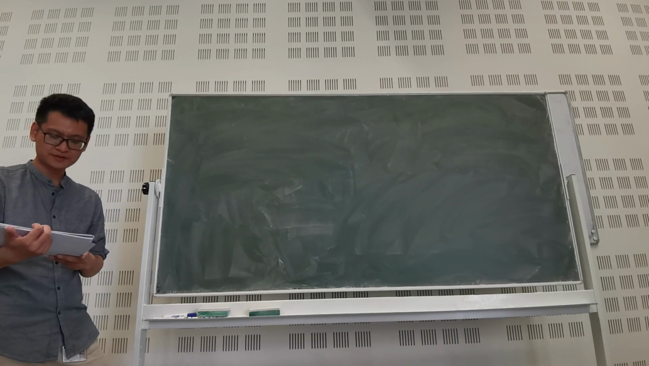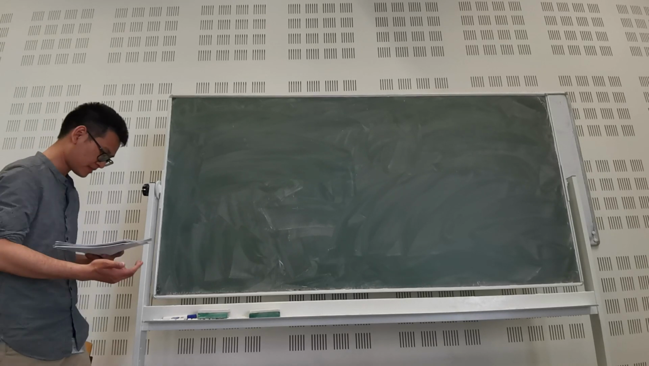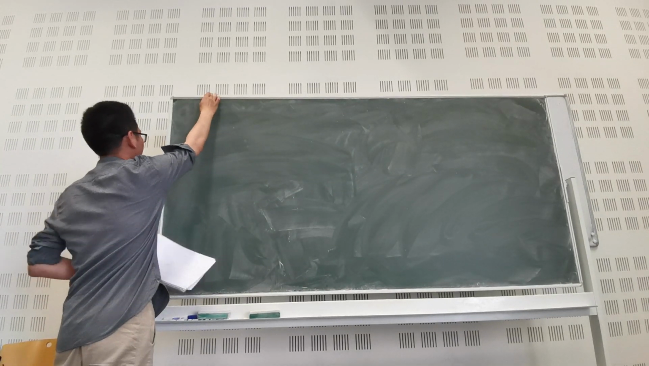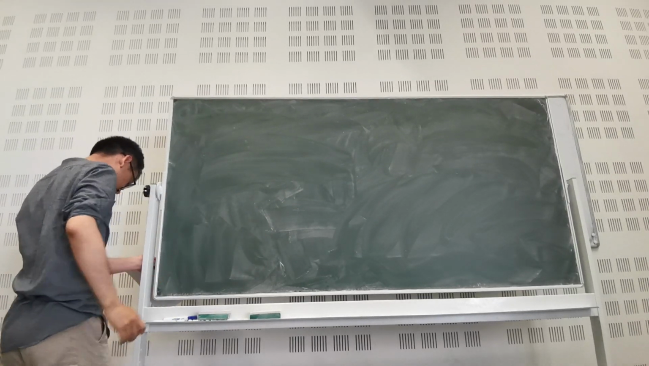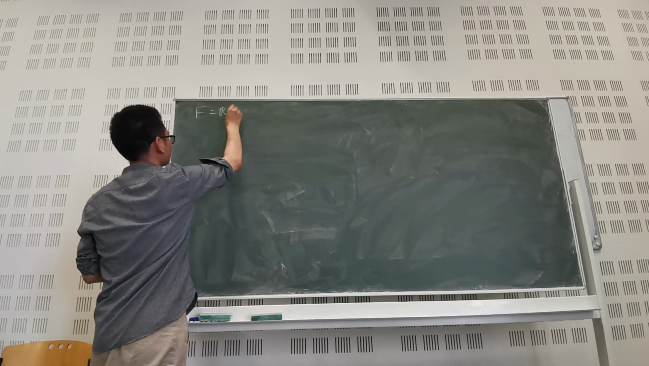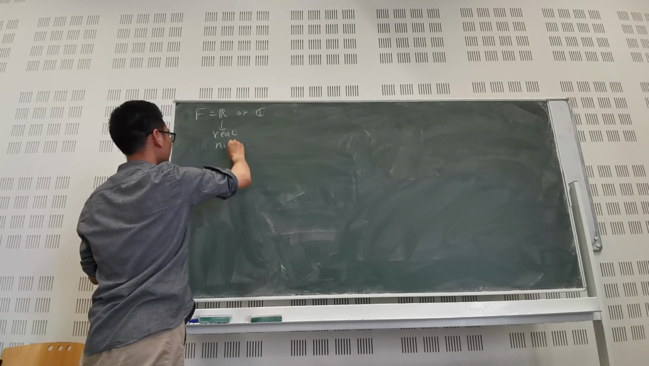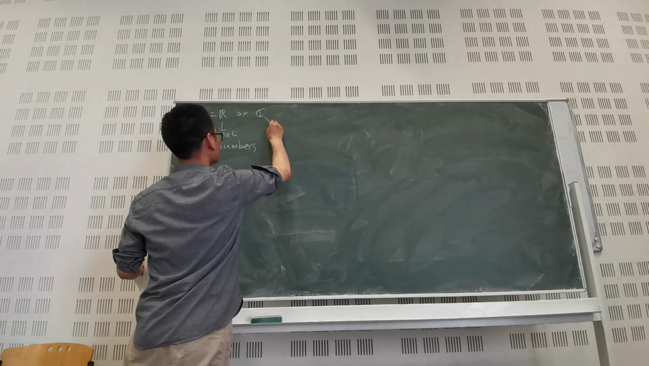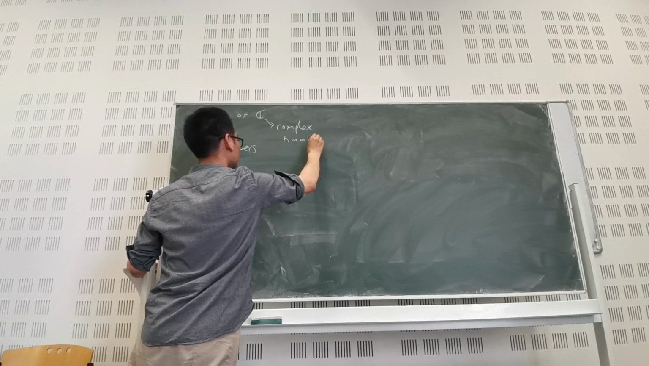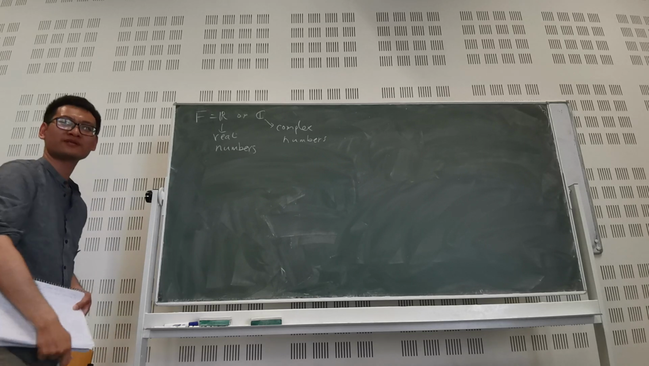But because the time is limited, I will usually just list the results without proof. And now we start. We will work on real numbers or complex numbers. I assume that you all know what a real number is and what a complex number is.